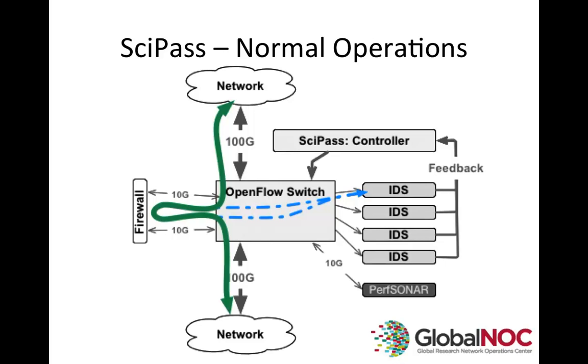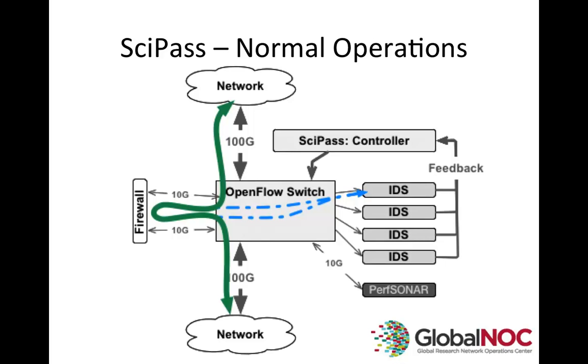The SciPass architecture during normal operation consists of an OpenFlow switch with the LAN connected on the south and the WAN connected on the north. In the middle is the firewall and IDS sensor cluster. SciPass sends all traffic through the firewall and load balances traffic across the IDS sensors. Balancing across the IDS sensors can be done by two different mechanisms: total bandwidth or by sensor load reported via the SciPass API.